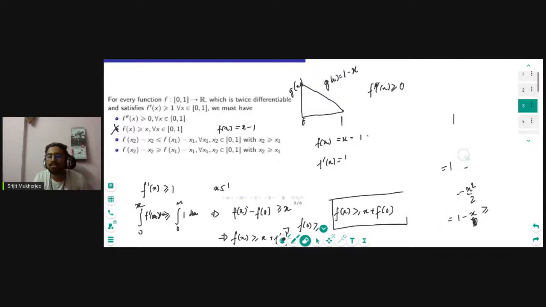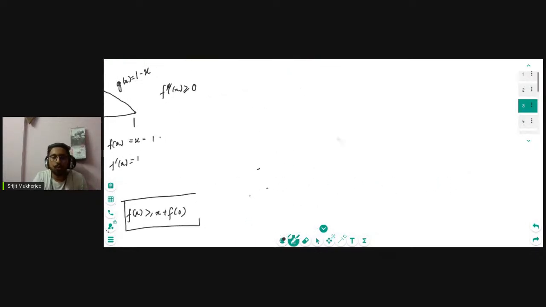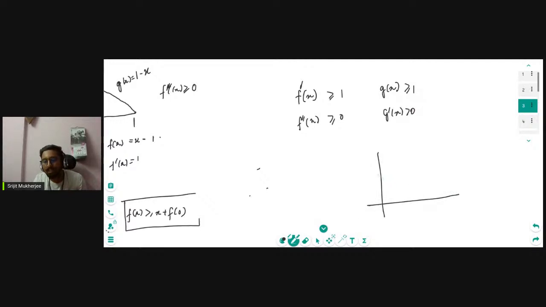So what we are looking for is the following function, guys. We are looking for a function with f'(x) greater than or equal to 1 and f''(x) greater than or equal to 0. If we replace f'(x) by g(x), it's equivalent to g(x) greater than or equal to 1 and g'(x) greater than or equal to 0. It's telling that if the function is greater than or equal to 1, let's say this is 1, 0, 1, 1, but g', so take this function.